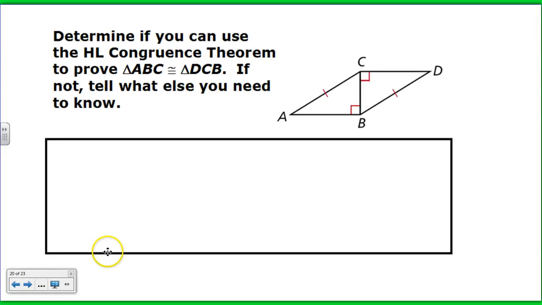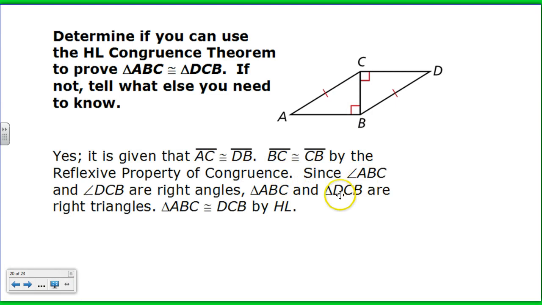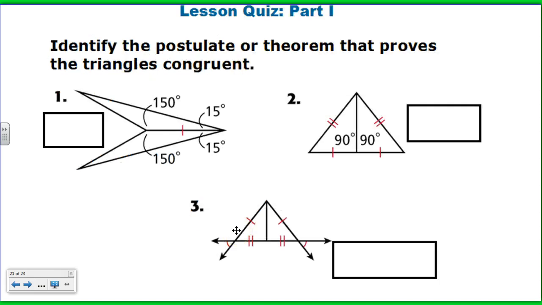Can we use the HL congruence theorem to prove these two triangles to be congruent? What can we say about AC and BD? Yep, they are hypotenuses, aren't they? And do we also know a leg that is congruent? And we do, because they share leg BC. So yes, we can use HL to prove that these two triangles are congruent. We would say ABC is congruent to DCB. Remember that when you name them, you must name corresponding angles in these two polygons. Okay, and come back and check your work.